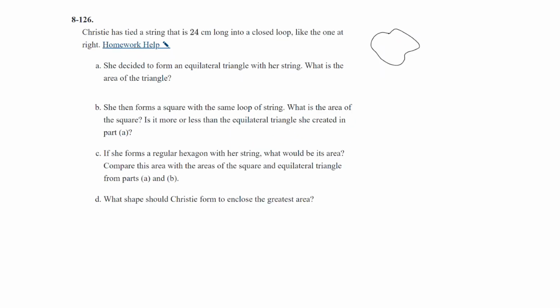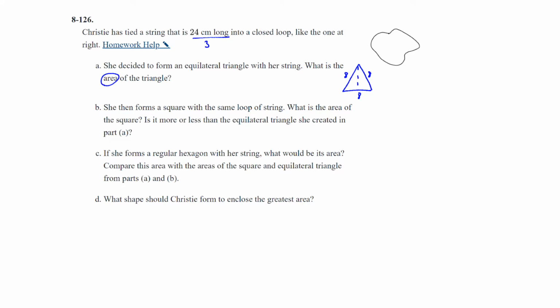Question 126. Chrissy has tied a string that is 24 centimeters long into a closed loop, like the one at the right. Part A. She decided to form an equilateral triangle with her string. What is the area of the triangle? Alright, so since it's equilateral and it's 24 centimeters long, then we have to divide that by 3 so that all the side lengths are the same. So we're going to have a triangle that has side lengths of 8. And we're trying to figure out what the area of this triangle is.